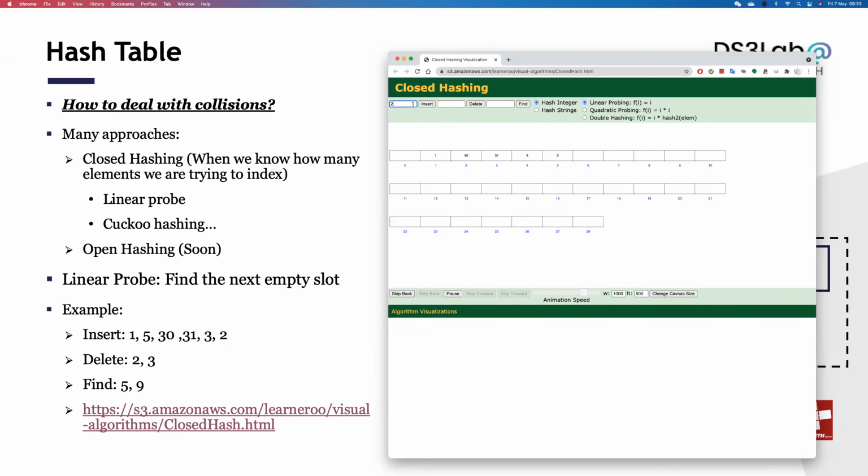And for linear probe, sometimes you are going to try a whole bunch of things. For example, if I insert 2, it's going to be hashed into this bin. It's going to move here, move here, move here, move here.